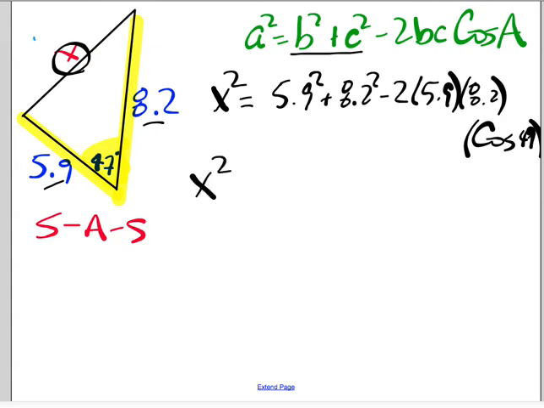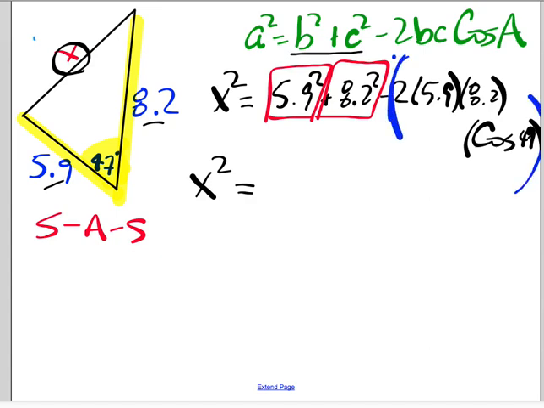And so when I go and do that, I'm going to square that, so that plus this, and then I'm going to subtract. In my calculator, I'm going to put this whole thing in brackets. So my 2 times 5.9 times 8.2 times 47 cos, or if you've got a display calculator, cos 47. And when you work that all out, you'll get 36.06. That's what I got. Okay?